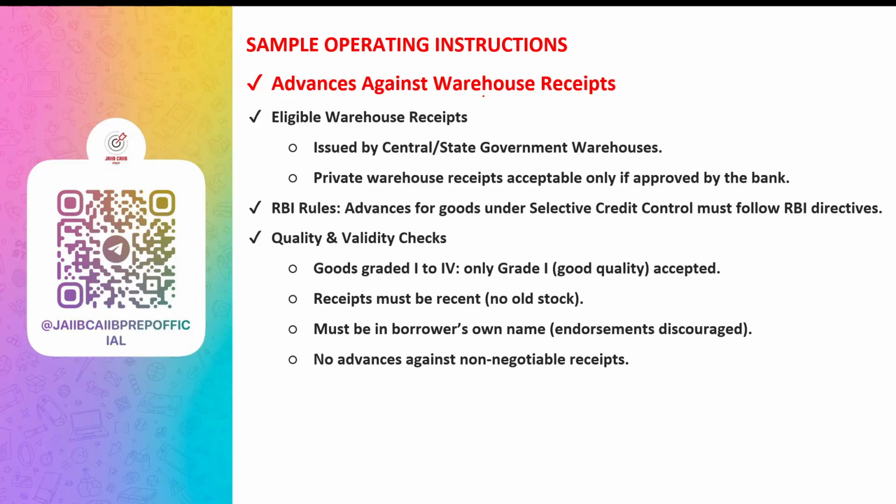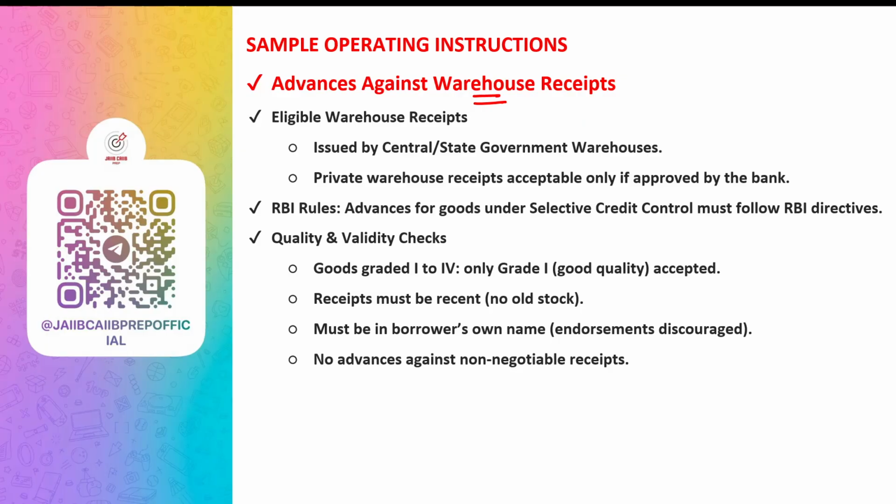Advances against warehouse receipts. Banks can give loans to customers by taking warehouse receipts as security, but again, certain rules have to be followed. The safest receipts are those issued by government warehouses, central or state, it doesn't matter, and they are considered the safest receipts. So these are automatically accepted. Receipts from private warehouses are not accepted unless the bank has formally approved that private warehouse. The reason being government warehouses are regulated.